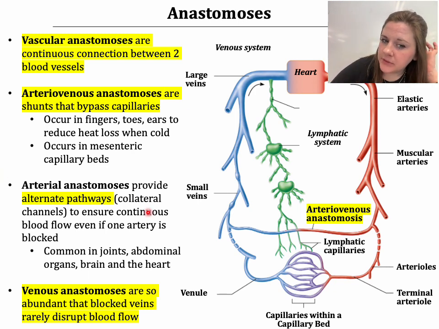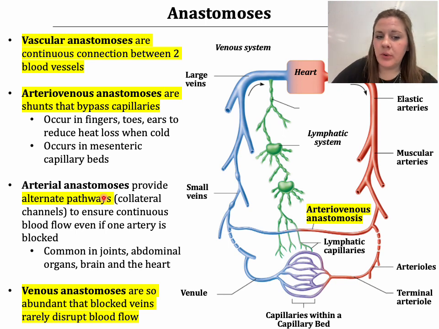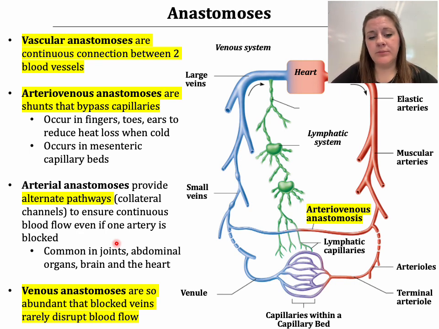Or we can have arterial anastomoses, so just two arteries being connected, providing an alternative pathway, like a detour. This becomes important if an artery is blocked or occluded in some location. Well, if the blood has an anastomosis, a detour that it can take, that can help to make sure that the tissue is still being nourished with what it needs. So we find these in our joints, abdominal organs, brain, and the heart, areas where an occlusion could be really detrimental. So there's a detour there.